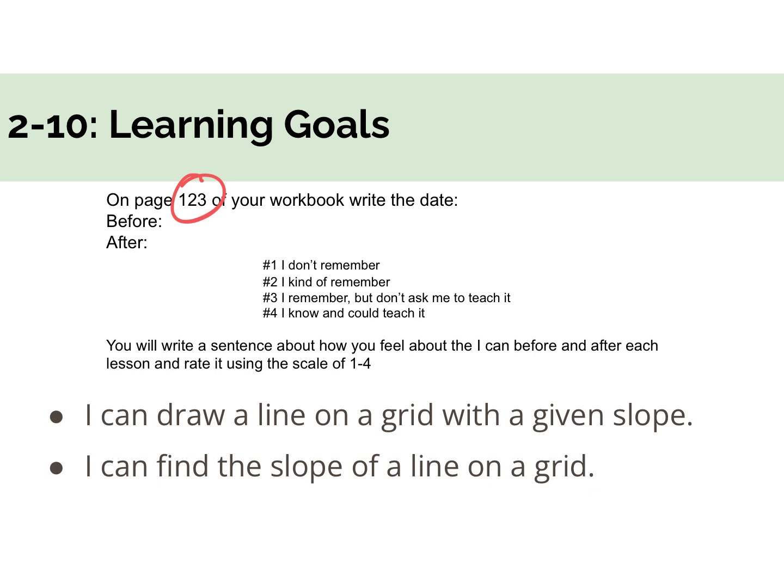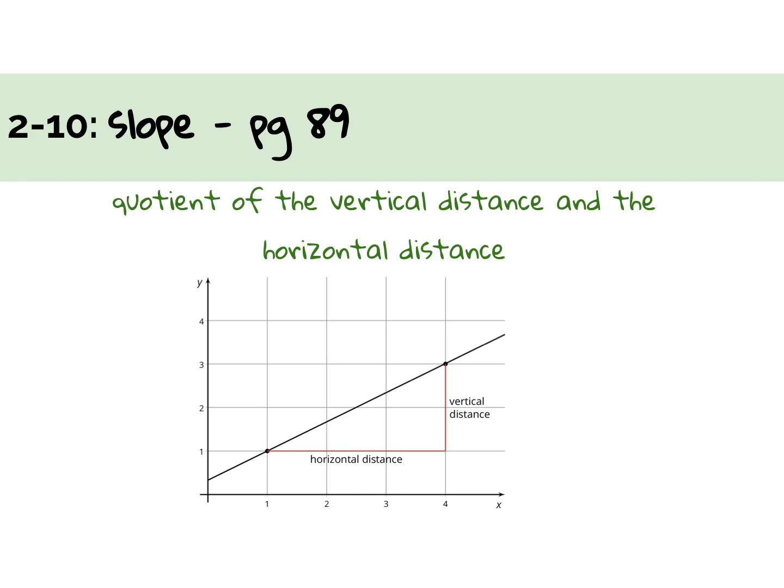Go ahead and give yourself a number. 1, I don't remember. 2, kind of remember it. 3, I do remember it. 4, I can teach it to my friend. And then also write yourself a sentence on how you feel about that, so you know how you're doing before and after this lesson.